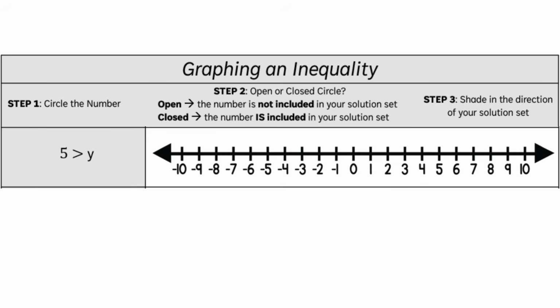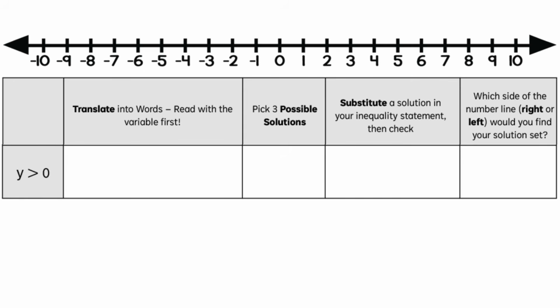Now let's graph it. Step number 1, circle the number. Circle the tick mark right above 5. Is our circle open or closed? 5 is not less than 5. 5 is not a possible solution. So we're going to leave the circle open. Our solutions are to the left. We said that y is less than 5. Left is less.